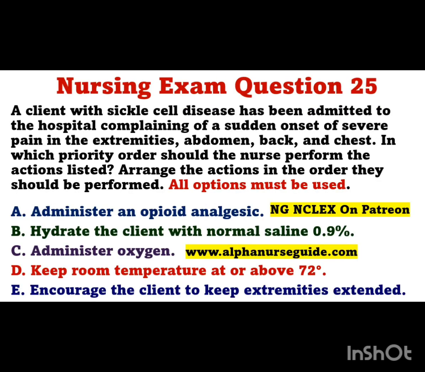A client with sickle cell disease has been admitted to the hospital complaining of a sudden onset of severe pain in the extremities, abdomen, back, and chest. In which priority order should the nurse perform the actions listed? Arrange the actions in the order they should be performed. All options must be used.